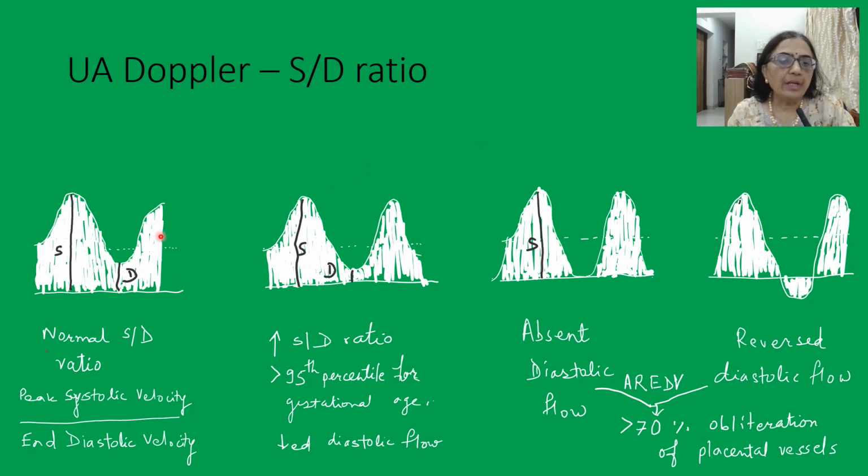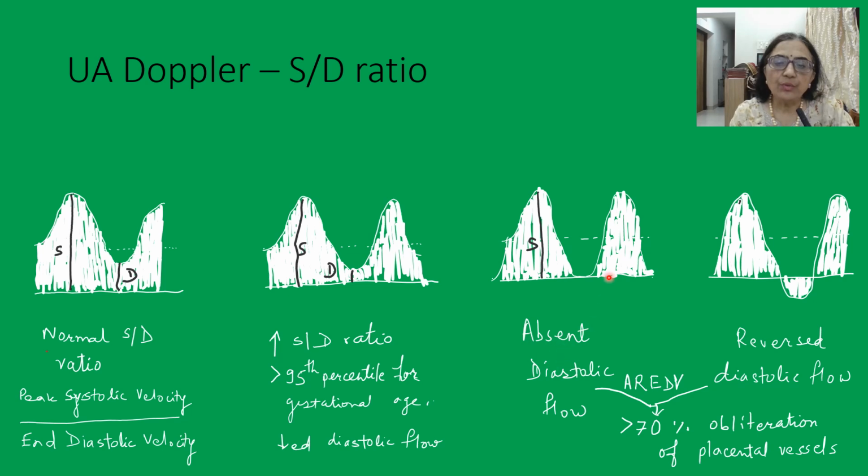Now, this is systolic and diastolic, and the ratio of systolic velocity and this end diastolic velocity. This is diastole. End diastolic velocity gives us the SD ratio. This is normal. Whenever there is an increase in SD ratio, there is a decreased flow velocimetry during diastole. As you can appreciate here, as compared to this, there is a reduction in blood flow velocimetry during diastole, so there is an increase in the SD ratio whenever there is a fetal growth restriction.